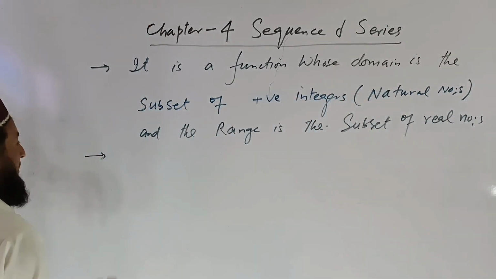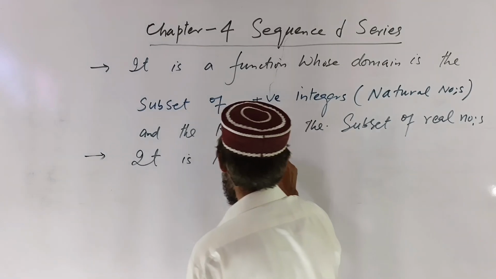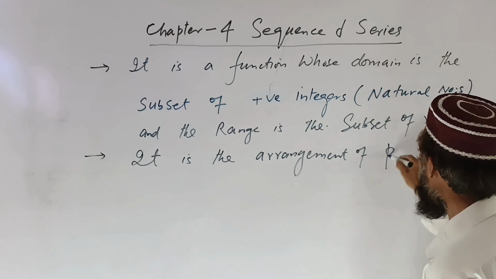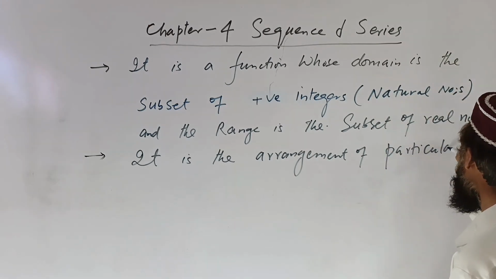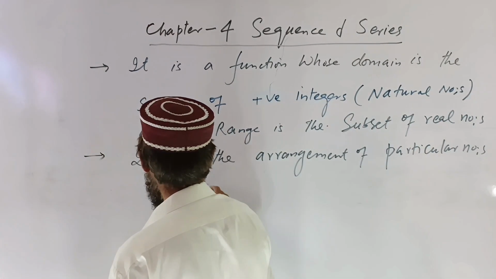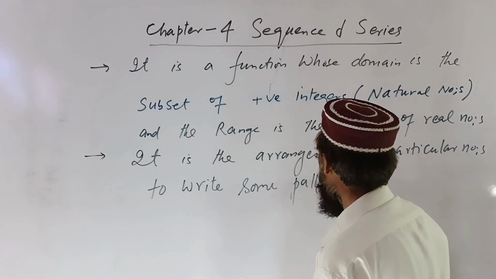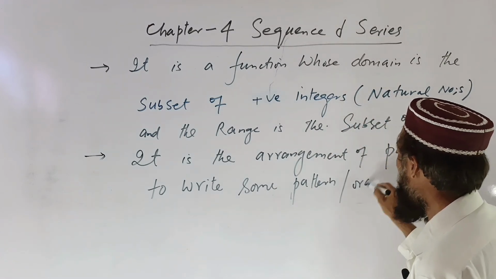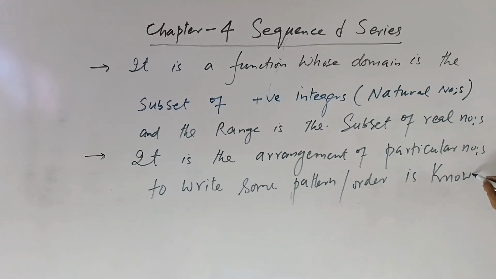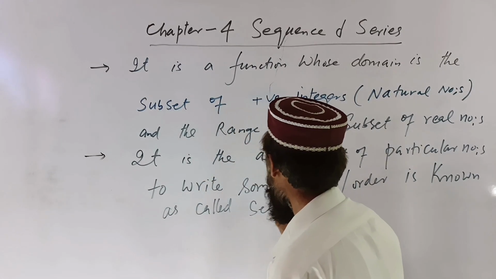And another definition: it is the arrangement of particular numbers to write some pattern, order, is known as, called a sequence.